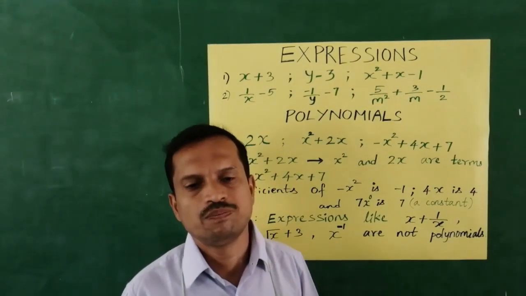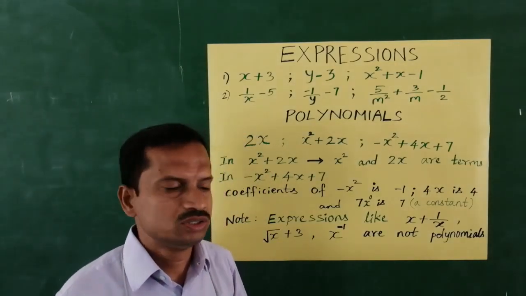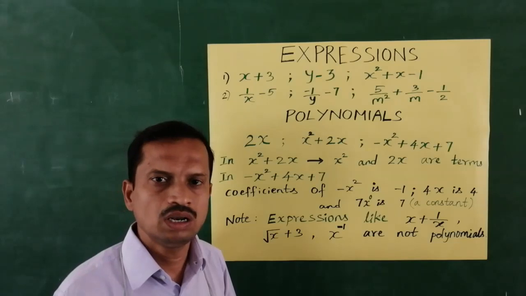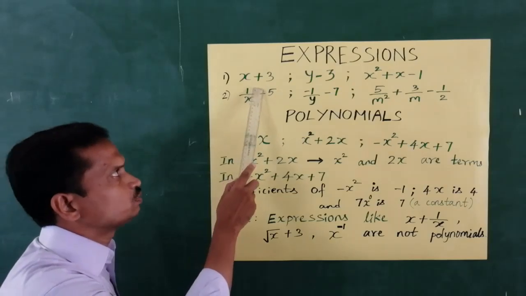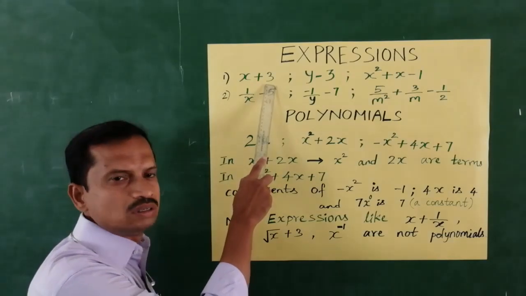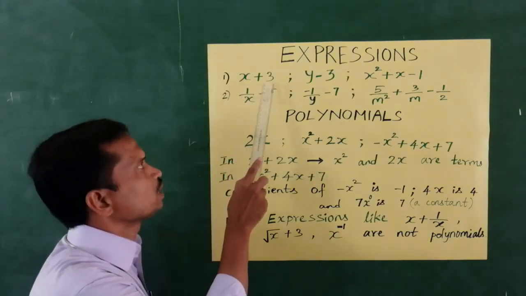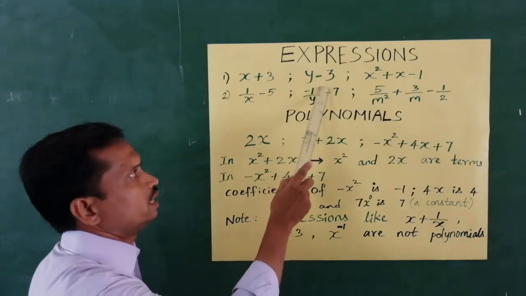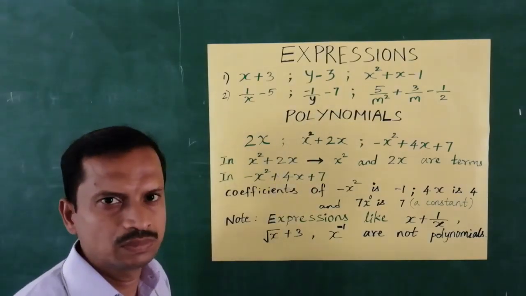An expression is the combination of arithmetic operations, variables and numerals. So this is called an expression. For example, you see here x plus 3. In x plus 3, x is a variable. We use alphabets to denote the variables. So x is the variable and plus 3 is the numeral, it's a constant. Another example, y minus 3. Here y is the variable and minus 3 is the numeral.